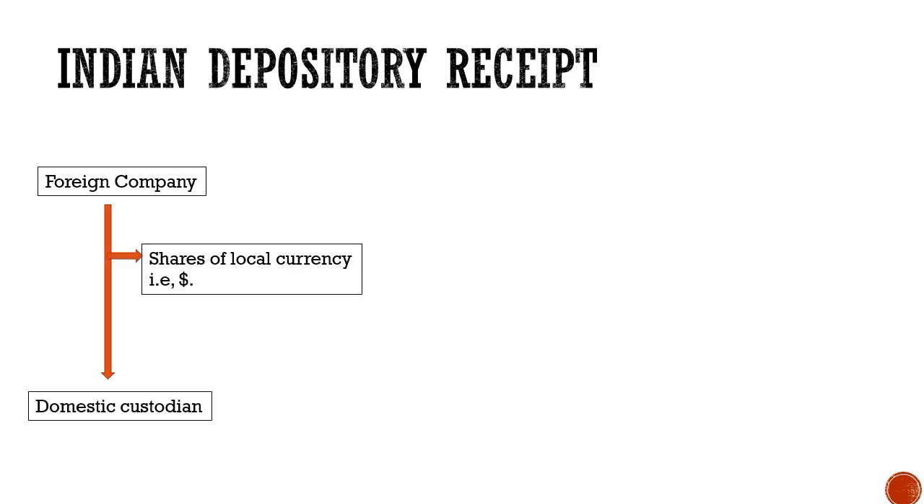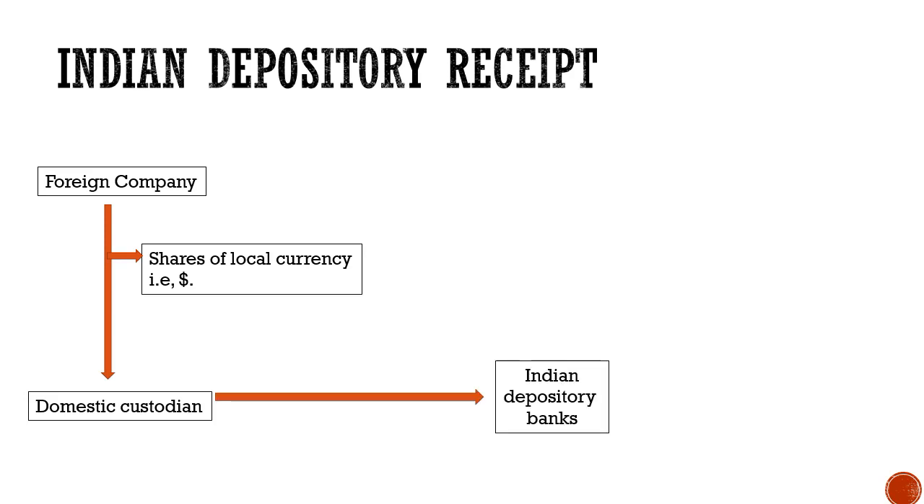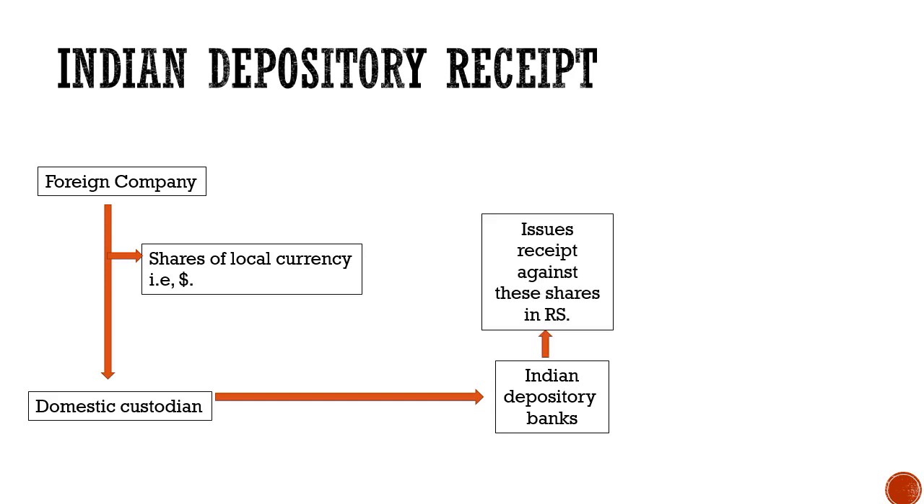So here the foreign company wants to raise funds. It contacts the domestic custodian, in which the shares are held by the domestic custodian of the United States in dollar form. It informs and updates the Indian depository bank about the shares. The Indian depository bank issues receipts against these shares in INR, or in rupees.